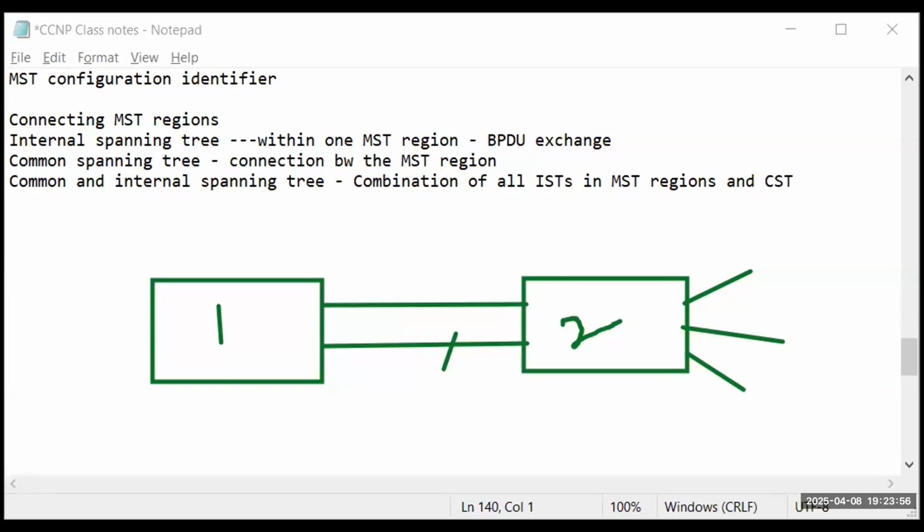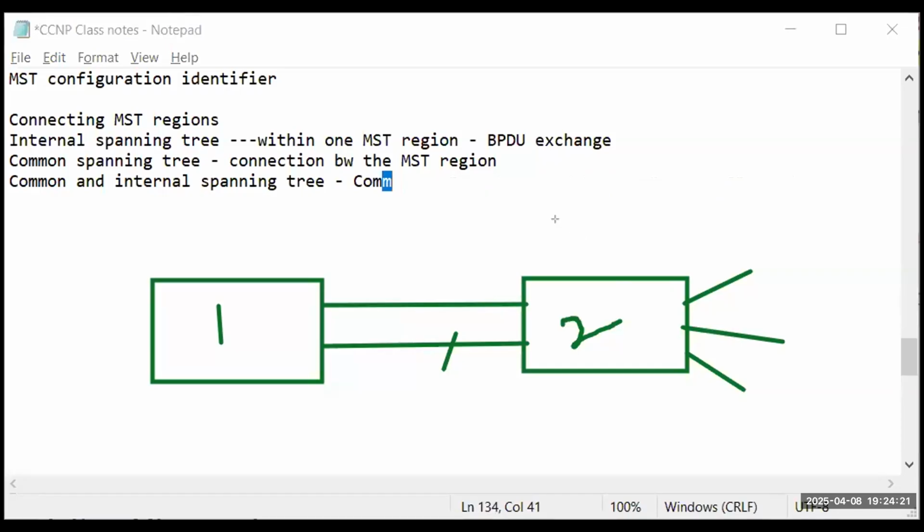So Ether channel groups multiple physical interfaces together into one single logical link to provide fault tolerance, load sharing, increased bandwidth, redundancy.